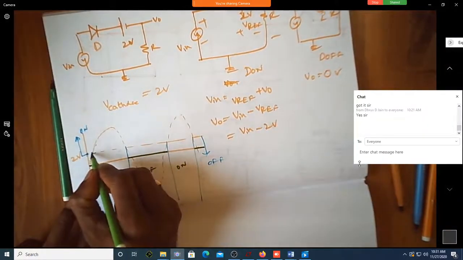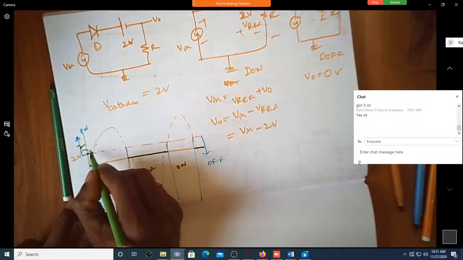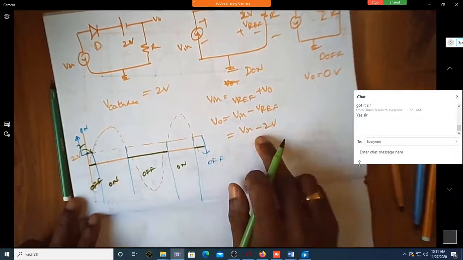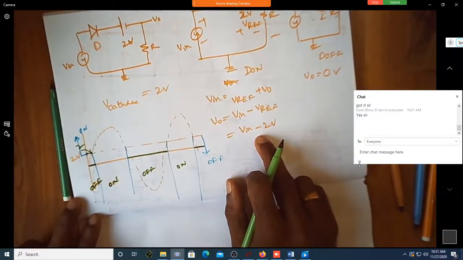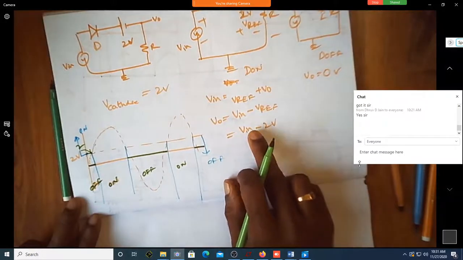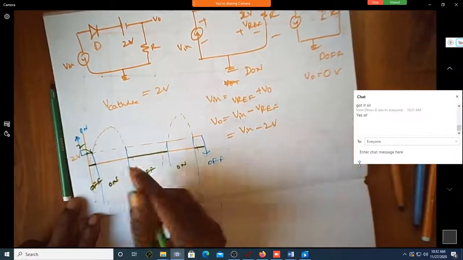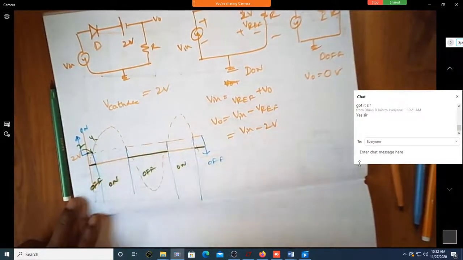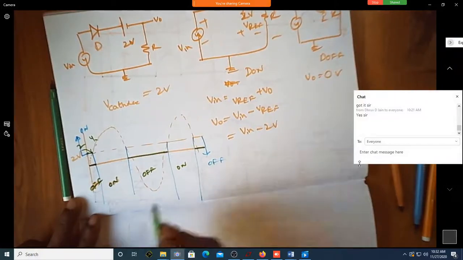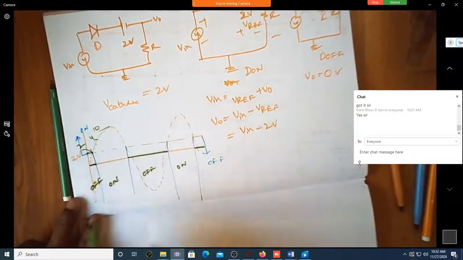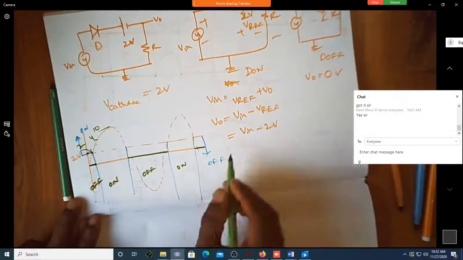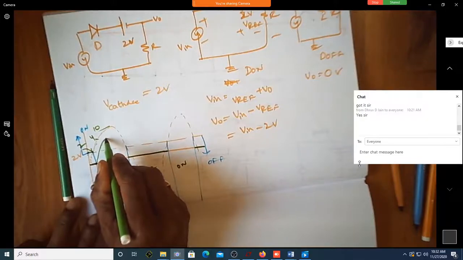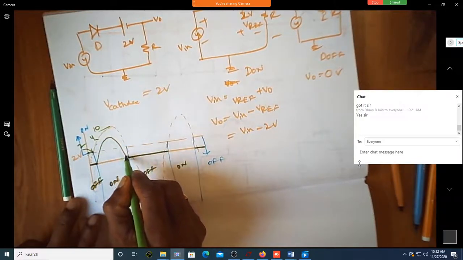Assume that, of course, what is the input voltage here? Is the input voltage 2 here at this point? Yes, 2 volt. When the diode turns on, what is the output voltage? So 0. Input minus 2, input is 2, minus 2 will become 0. Correct? If the input is 4 volt, what is the output? So 2. If the input is 10, what is the output? 8 volt.